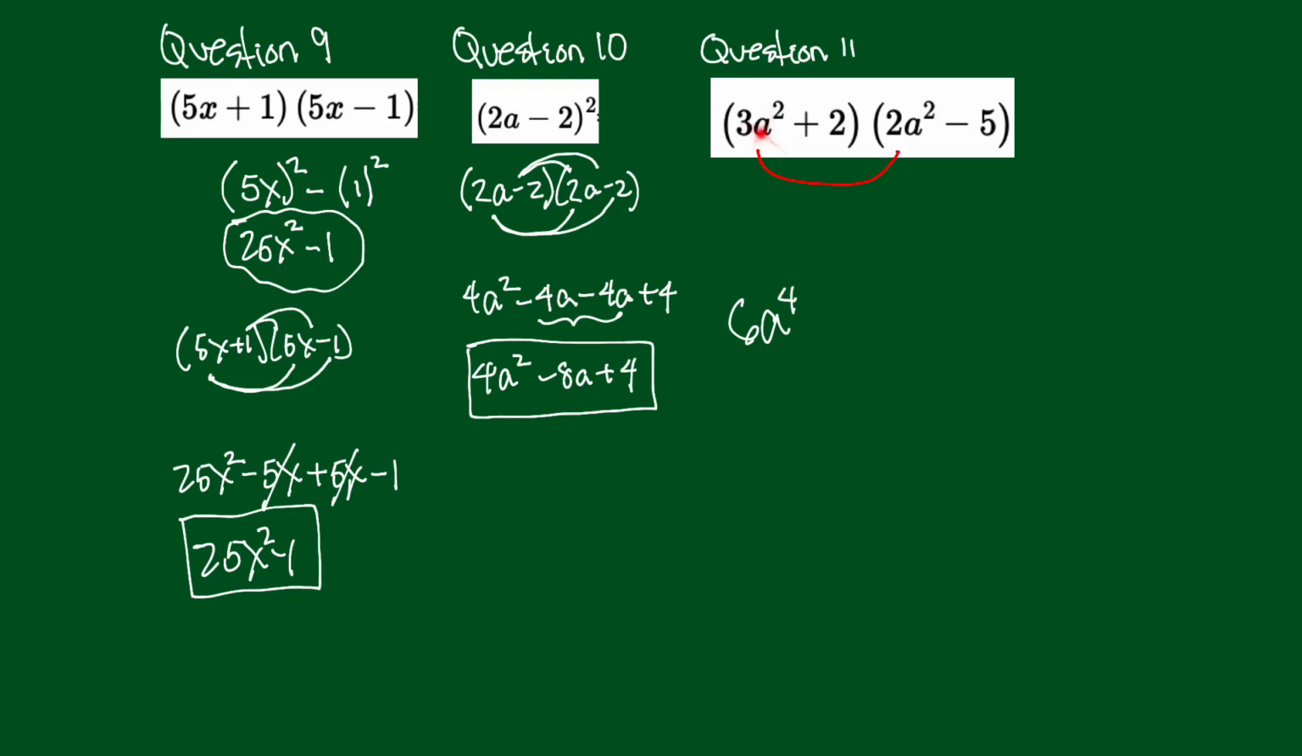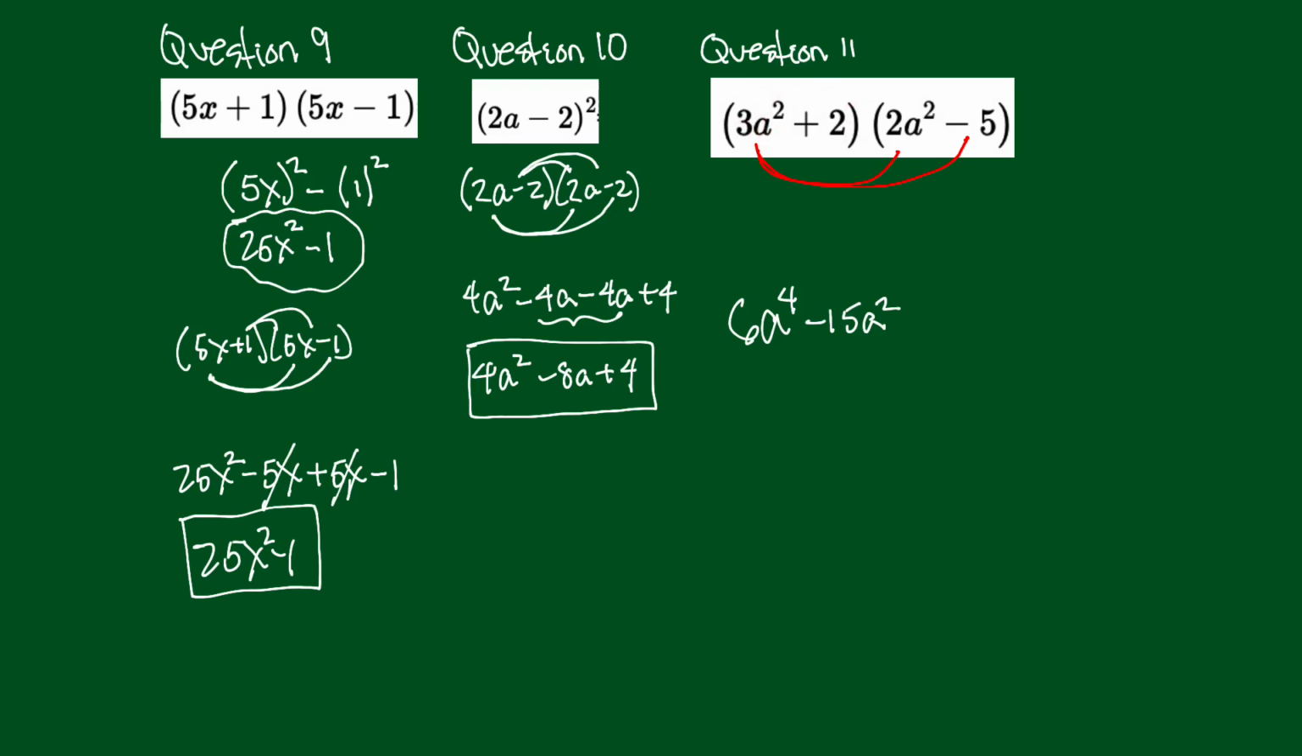Now over here, let's do this one. 3a squared times negative 5. So 3 times negative 5 is negative 15. I've got a squared, so 3a squared times negative 5 is negative 15a squared. So I've taken care of the 3a squareds. I've done this one. Move over here.